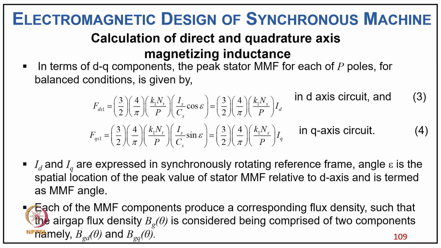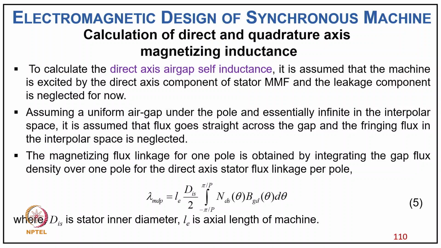Angle η is the spatial location of the peak value of the stator MMF relative to the direct axis, termed the MMF angle, and each of the MMF components produces the corresponding flux density, such that the air gap flux density Bg(θ) is considered as comprised of two components, namely Bgd(θ) and Bgq(θ). To calculate the direct axis self-inductance, it is assumed that the machine is excited by the direct axis component of stator MMF, and the leakage component is neglected for the moment.